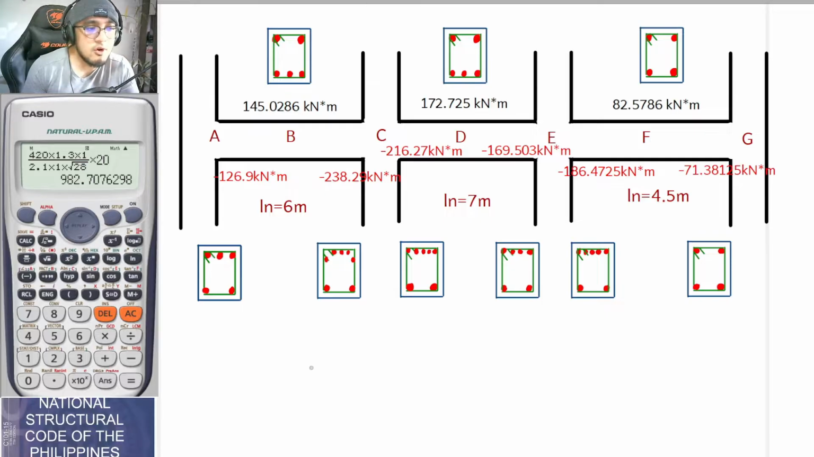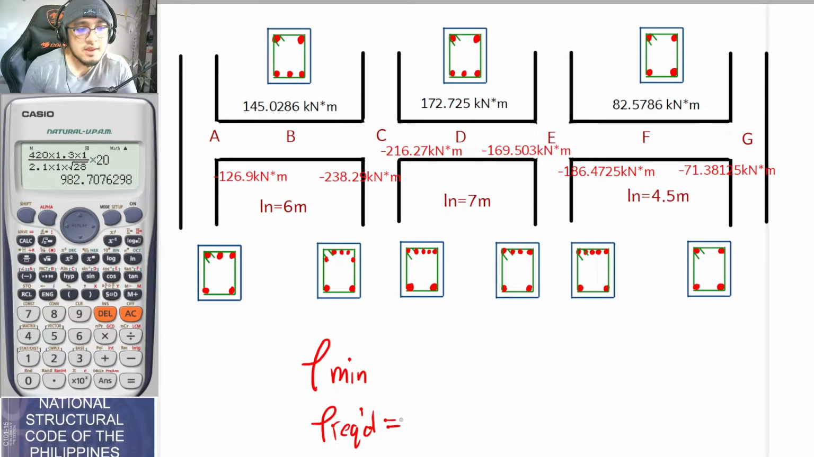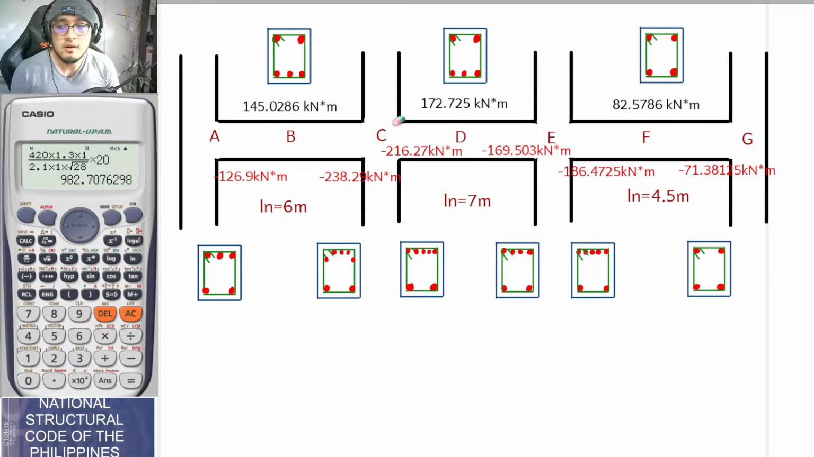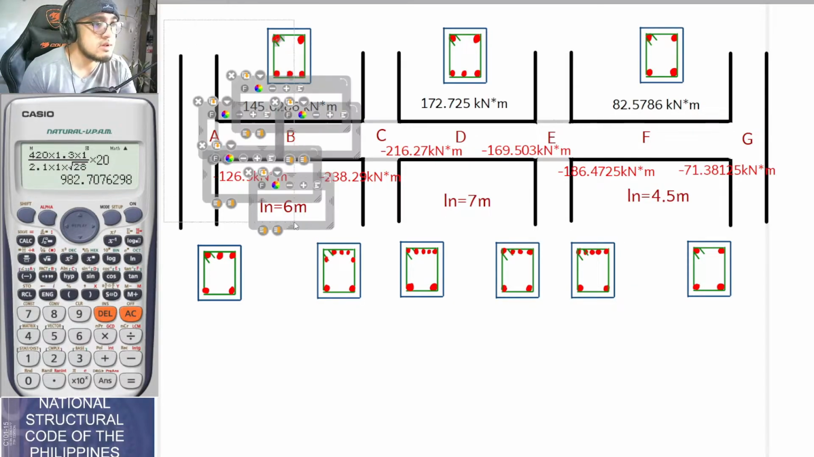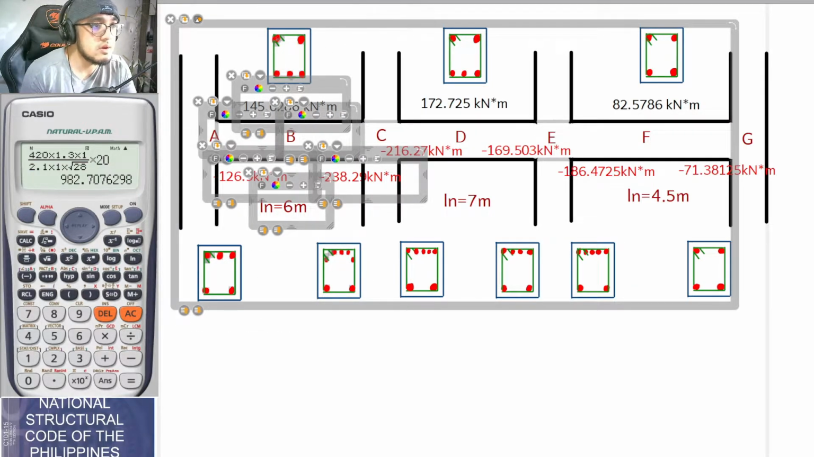Just like in your rho minimum before, when you have solved for your rho minimum, you still check for the rho required. So let's say that your rho required is less than your rho minimum, then rho minimum would govern. But if your rho required is greater than your rho minimum, then rho required would govern. Okay, so with that, let us now solve for the theoretical cutoff point here. That is to be our main topic here. Since we are solving for this section, I will just be isolating this section and copying it to another slide.